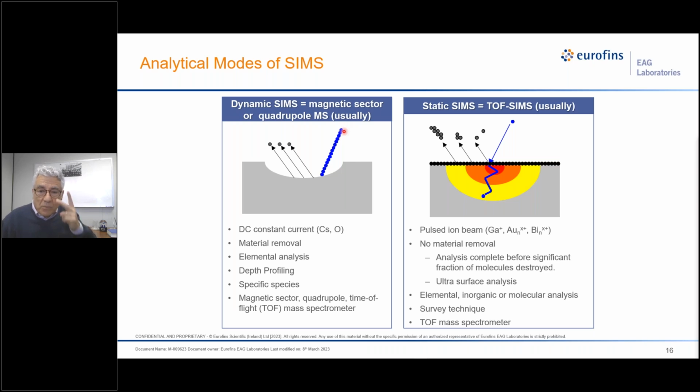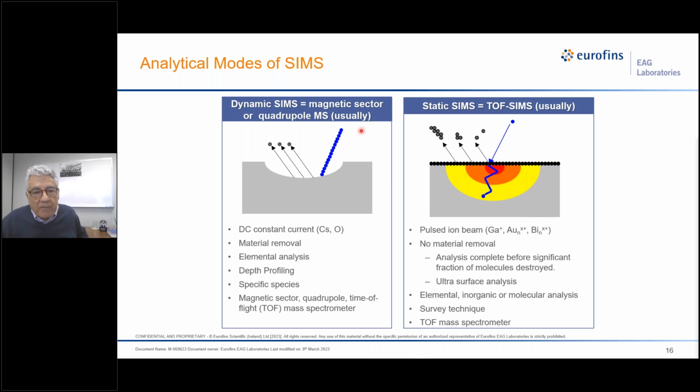There are two modes to the SIMS. There's dynamic SIMS, where you're constantly eroding the sample with the primary ion beam. There's constant material removal, and you can only do elemental analysis. You have no information about the molecular imprint that existed at the bottom of the crater. So you can only detect specific species as you go through, and all three spectrometers can be used in this dynamic SIMS mode. But we've usually used a magnetic sector or quadrupole SIMS when doing dopant analyses in multi-layer structures. That gives us the better detection limit and cost effectiveness.